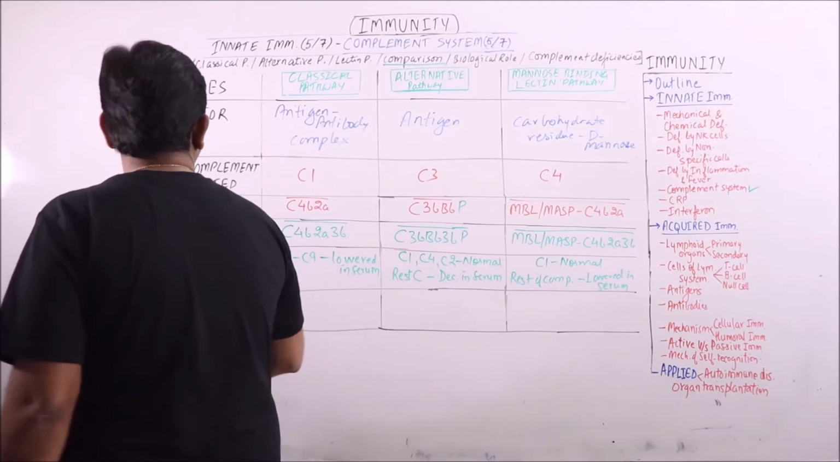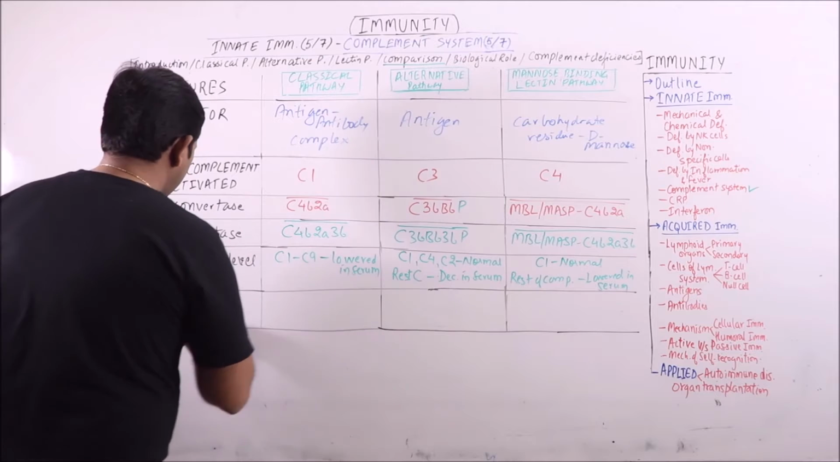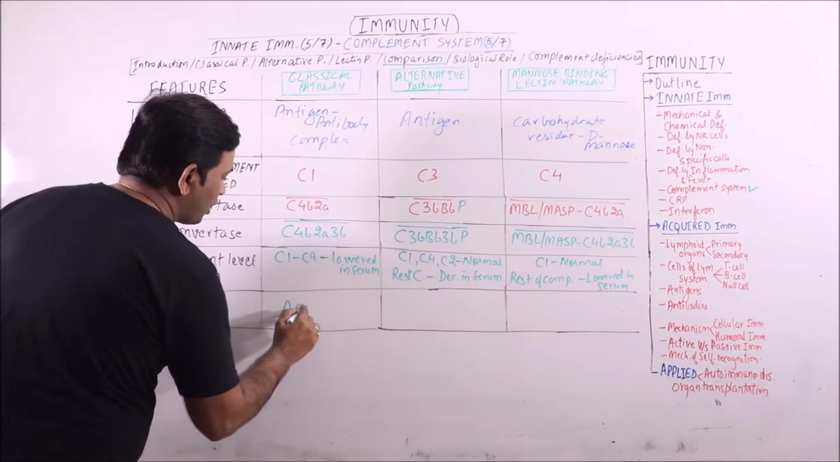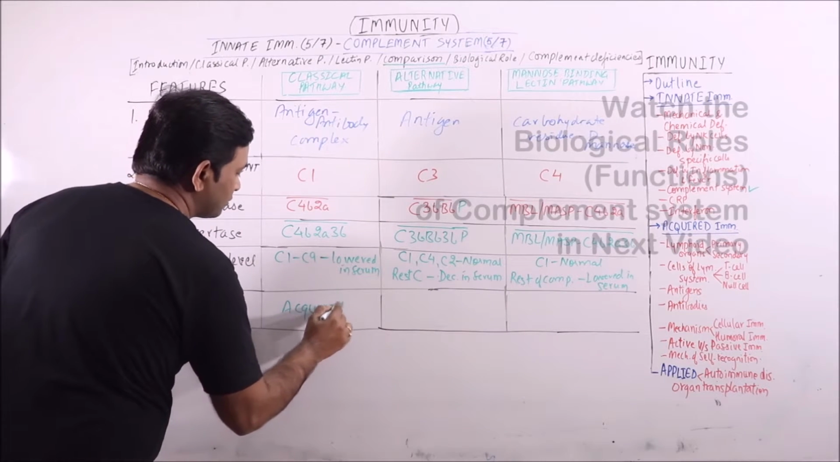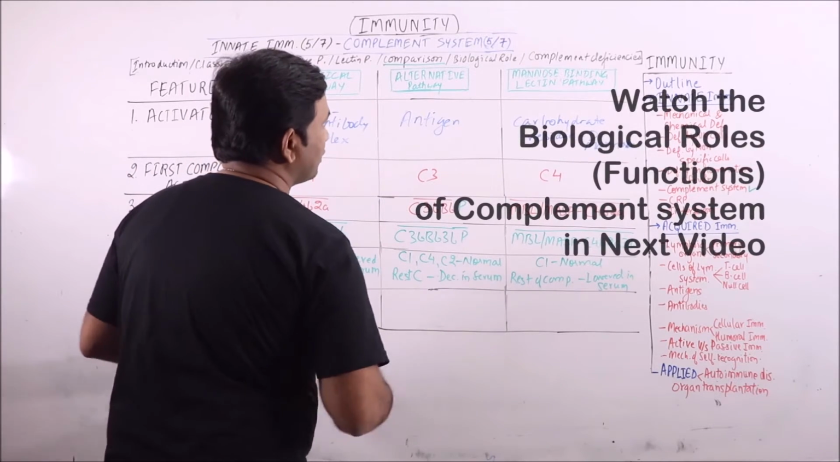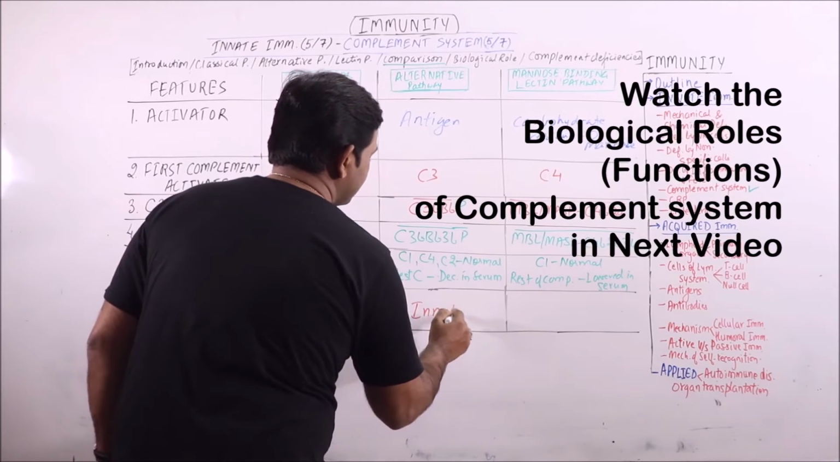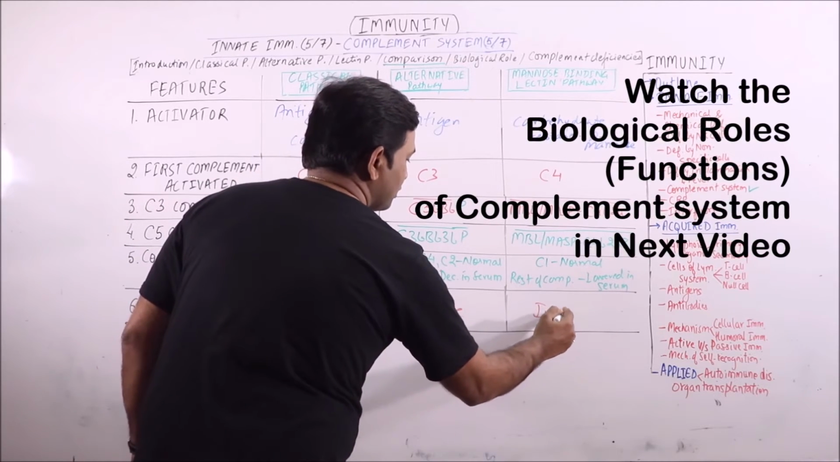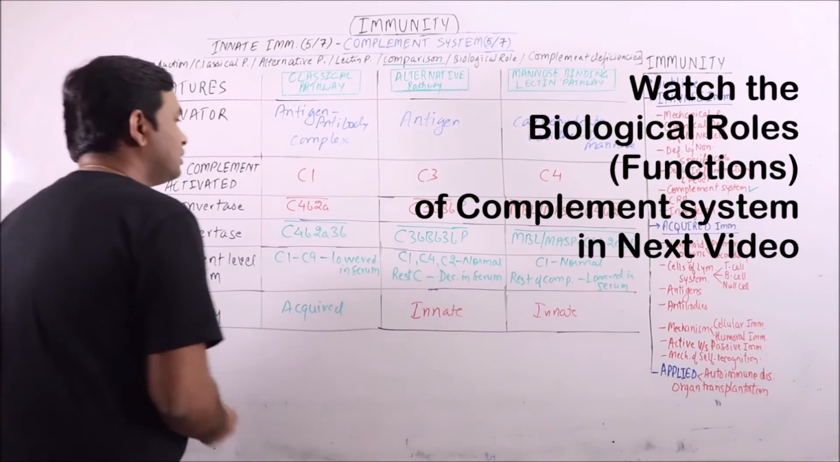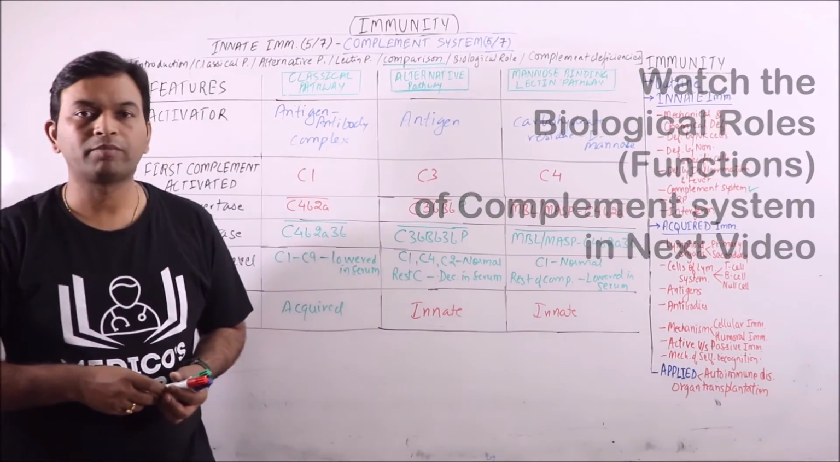And because antigen antibody complex is involved, immunity will be acquired only. While in case of alternative pathway and mannose binding lectin pathway, it is innate. So these are the various points of comparison between the three pathways of complement system.